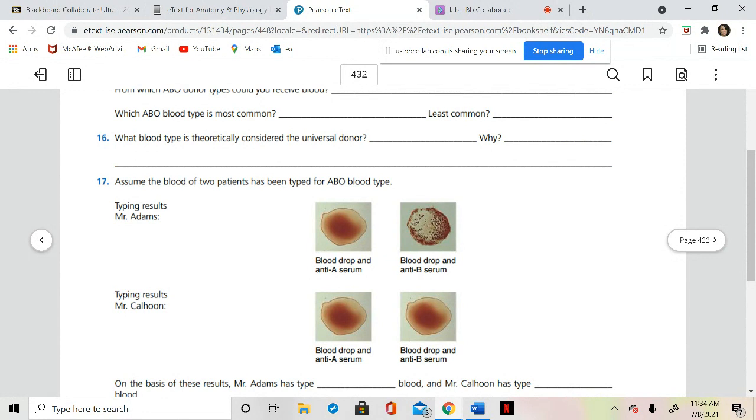The other one does not agglutinate with an anti-A. That means it does not have an A antigen, and does not have a B antigen. Therefore it is an O for Mr. Canhon. Okay.